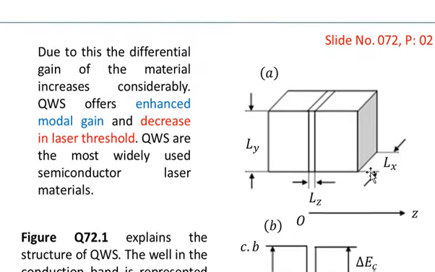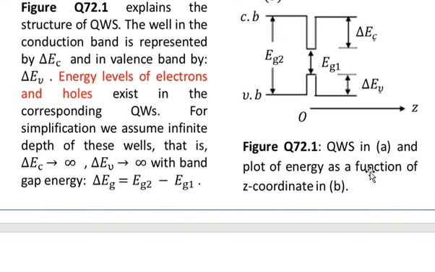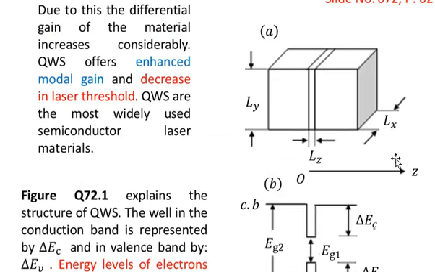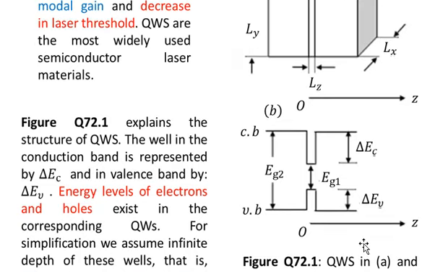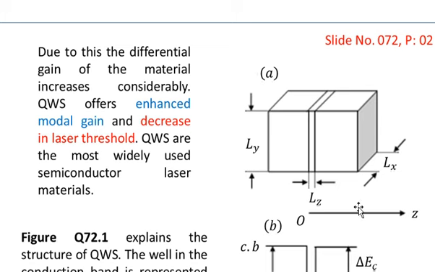So let me show you the description of this figure, that is a quantum well semiconductor. In figure 72.1, QWS quantum well semiconductor in A, that is this picture, and plots of energy as a function of Z coordinate in B, that is this one. So look at first of all picture number A. We have shown three dimensions of our quantum well semiconductor material: Lx along the x direction, Ly along the y direction, and Lz along the z direction.